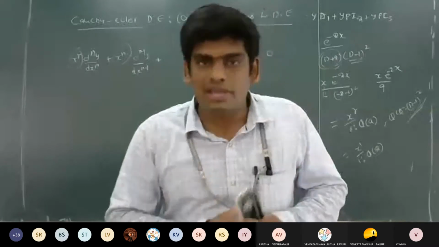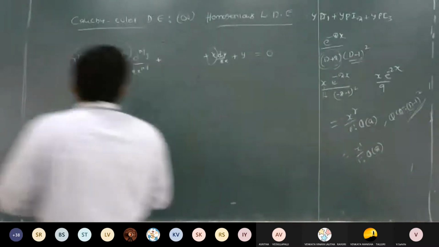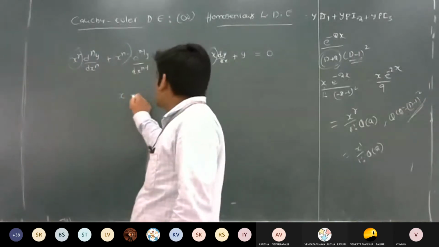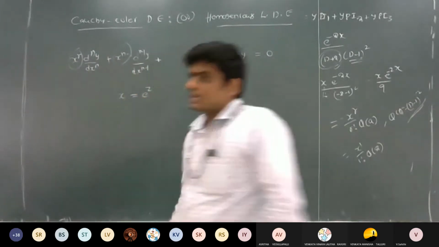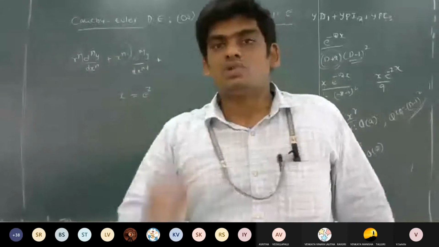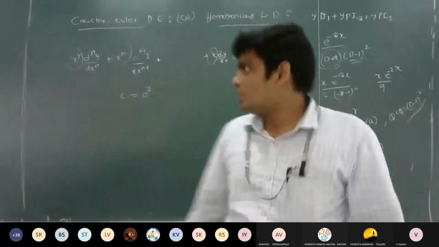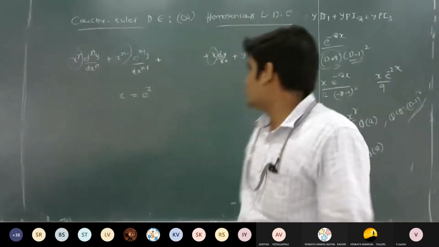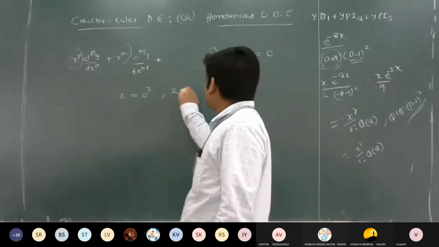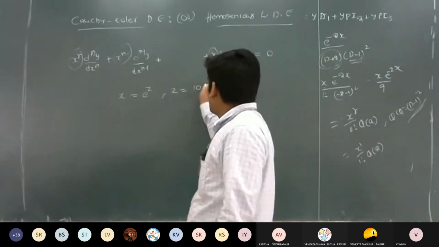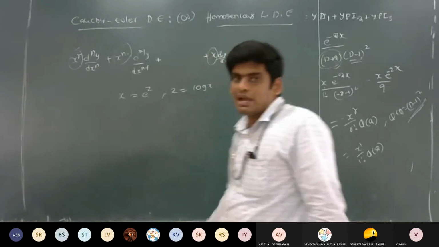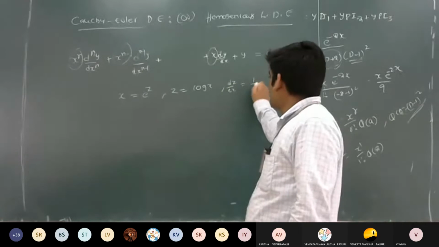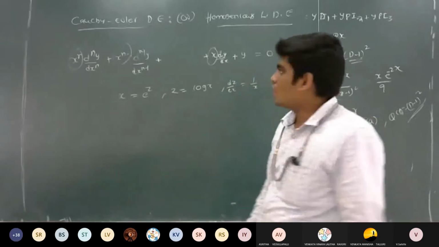For using the transformation, here what we have to use is x is equal to e power z. So it is the suitable transformation. Here I am changing the independent variable x in terms of z. So now what is z? Z is equal to log x. Now dz by dx is equal to 1 by x.